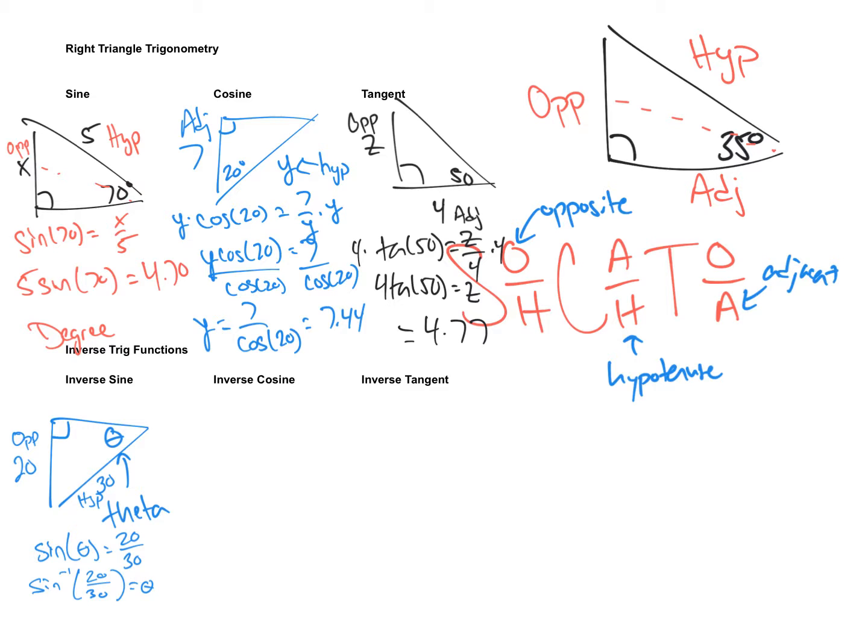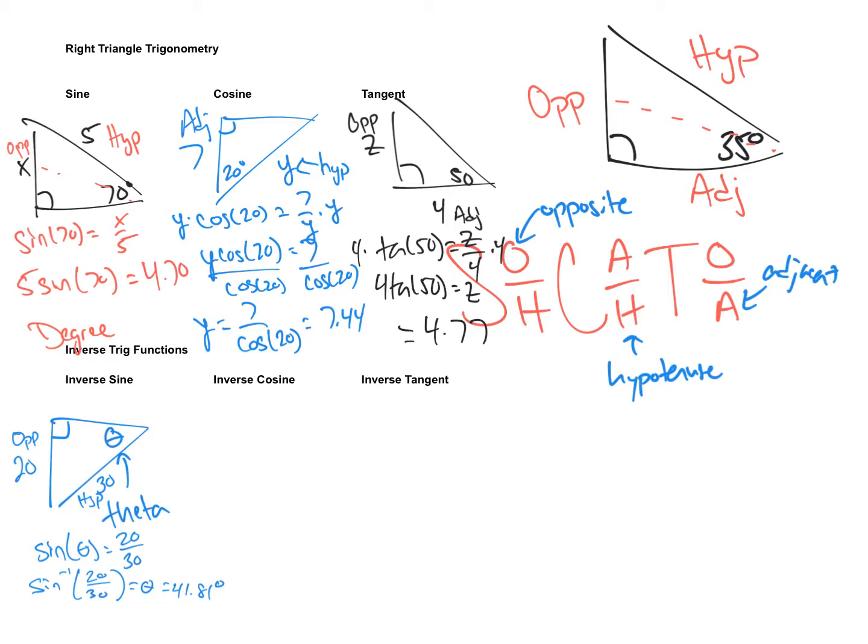So at this point, of course, I'm using a calculator. So I'm going inverse sine of 20 over 30. And I'm getting 41.81 degrees, right? Because that's the unit we're using here. So that's the inverse sine.